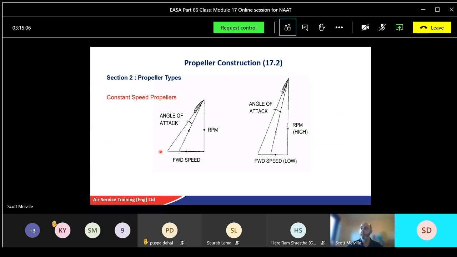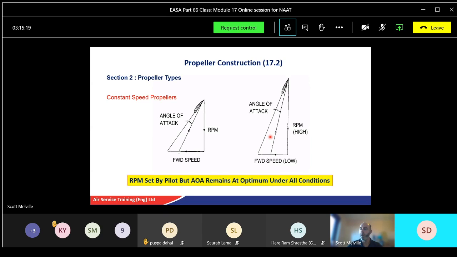So constant speed. We've got forward speed. There's RPM there. Small angle of attack because the forward speed will sense that. High RPM. If forward speed is low, again, angle of attack is low as well. RPM is set by the pilot, but the angle of attack remains at optimum under all conditions. So it saves the pilot having to go and adjust propellers before flight. The governor will make sure that depending on what the pilot has set the RPM to, it will compensate and move the angle of the blade to compensate for that. So it's not too fast, not too slow, but matches the RPM speed under all conditions.